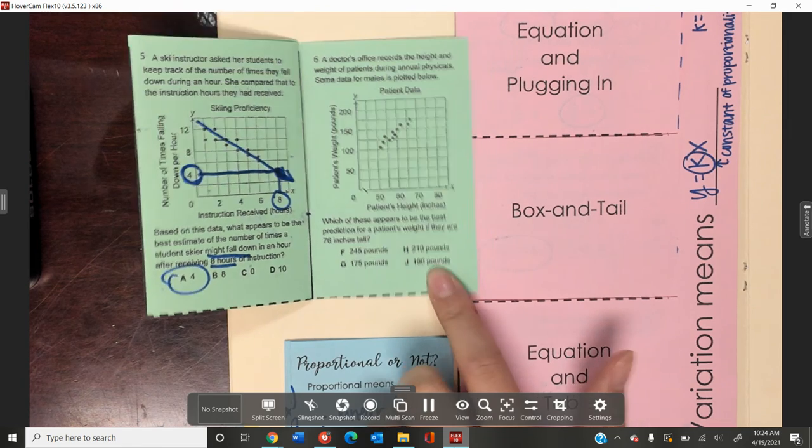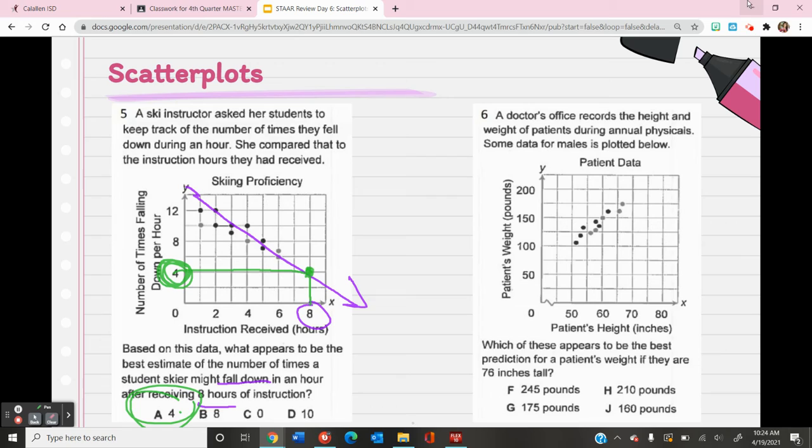And then we're just going to take a look at the last example, which is number 6. So number 6 says a doctor's office records the height and weight of patients during annual physicals. Some data for males is plotted below. Which of these appears to be the best prediction for a patient's weight if they are 76 inches tall? So again, we're going to start off by drawing our trend line. This is how our trend line might look.